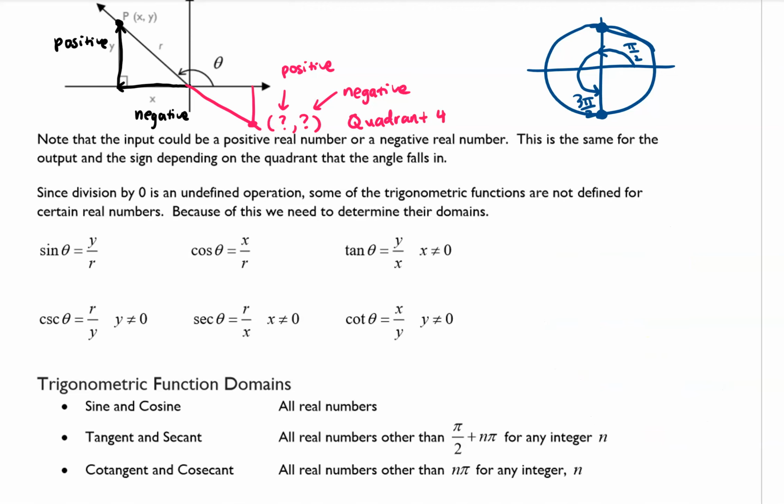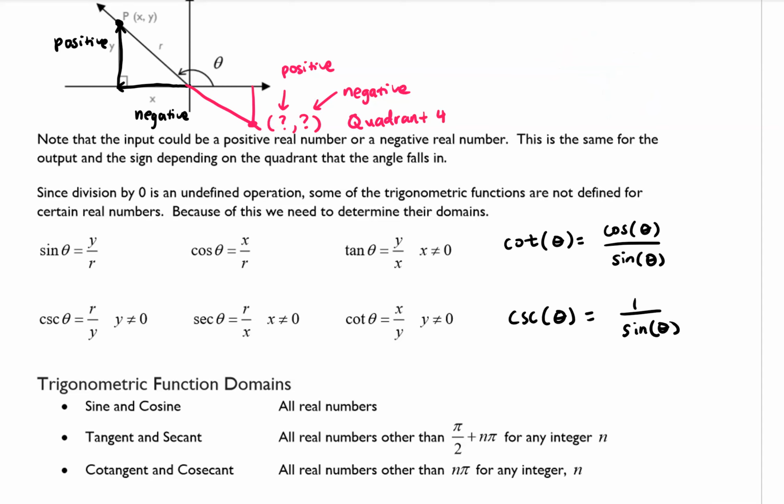Let's write out the identities now for cotangent and cosecant. So cotangent of theta is equal to cosine of theta over sine of theta, and cosecant of theta is equal to 1 over sine of theta. So for these, we have to be concerned with the values of theta that are going to make sine equal to 0. So let's draw our unit circle again. And the places that sine is equal to 0 are here, the left and rightmost points on the unit circle.